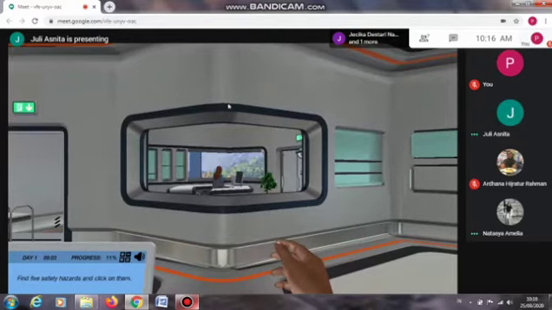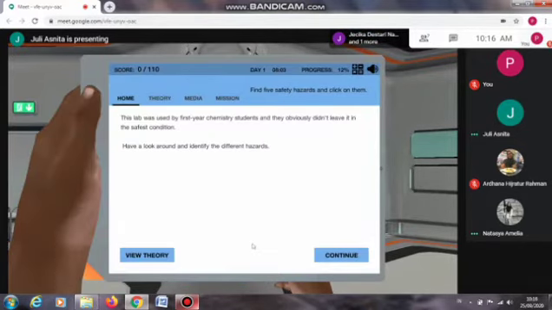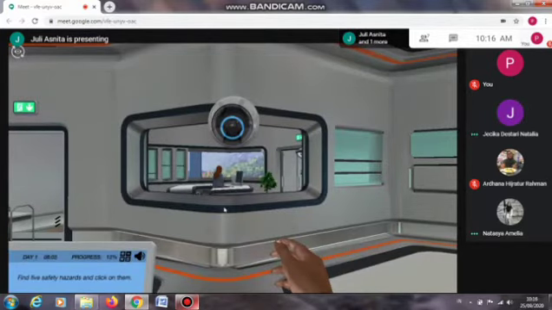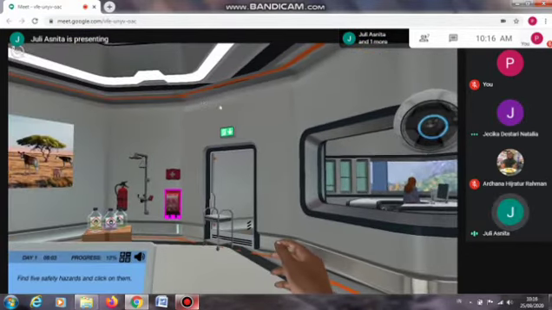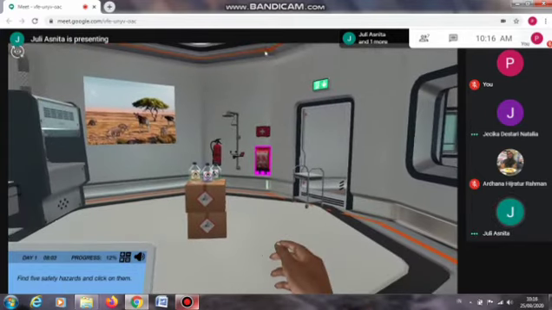This lab was used by first-year chemistry students and they obviously didn't leave it in the safest condition. Have a look around and identify the different hazards. Find 5 safety hazards and click on them. Mari kita cari benda berbahaya. Kita mencari benda berbahaya. Oke.